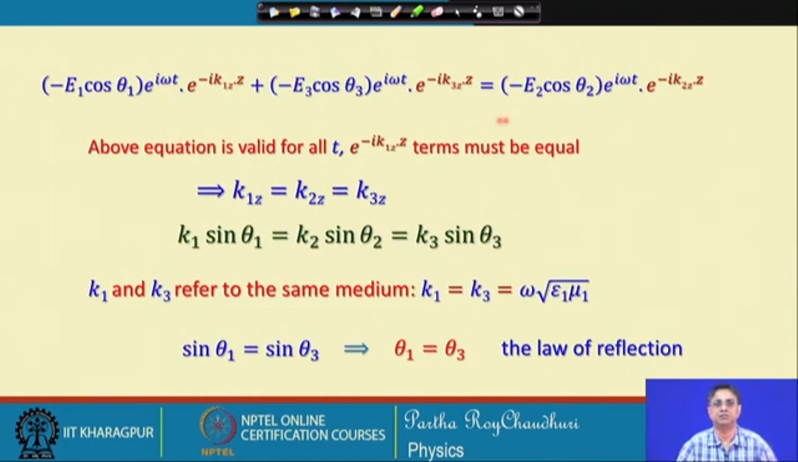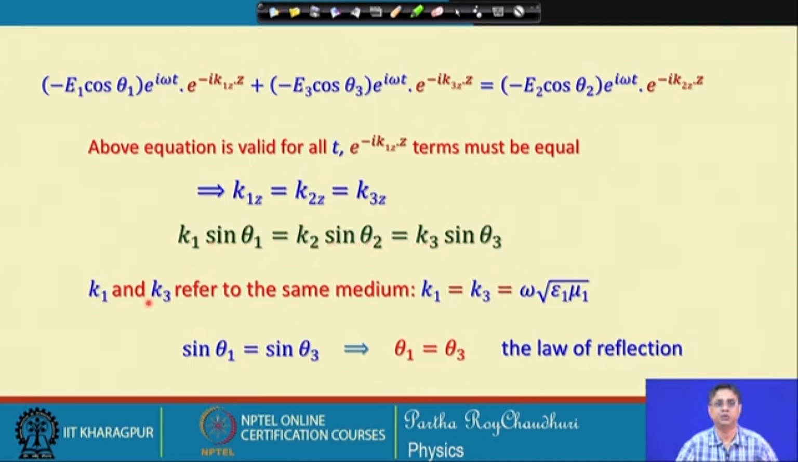Now, this equation will be valid for all times, and for this validity it is required that the e to the power of i k_1z z term must be equal. Therefore, we directly conclude that k_1z equals k_2z equals k_3z. But k_1z is k_1 sin theta_1, k_2z is equal to k_2 sin theta_2, and k_3z will be equal to k_3 sin theta_3. Therefore, each of them is equal to the other.